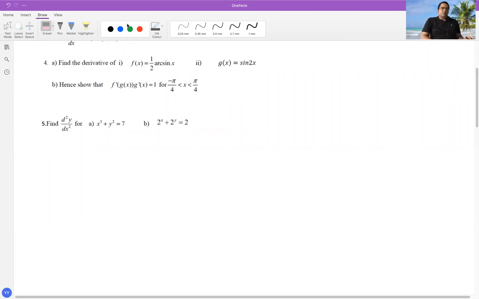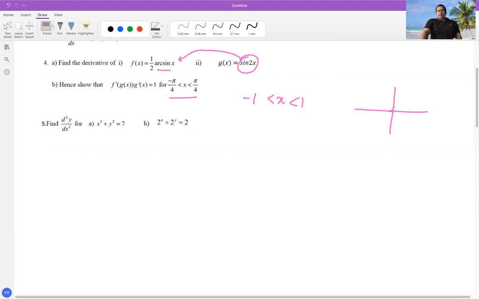Now just coming to this minus pi by 4 to pi by 4. Since you know that the arc sine x domain is x between negative 1 and 1, any values between minus 1 and 1 are fine, so the range of sine 2x should be minus 1 to 1 basically. But that is going to act like the x value for f of g(x).